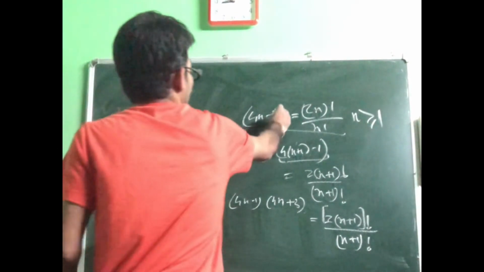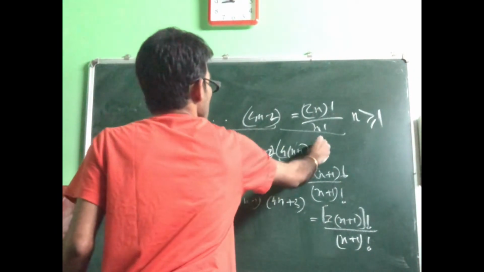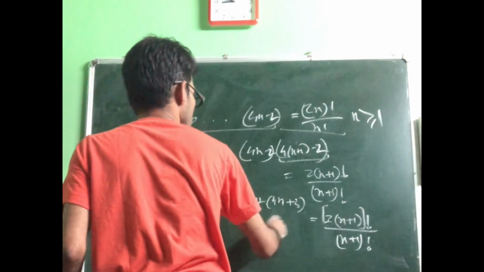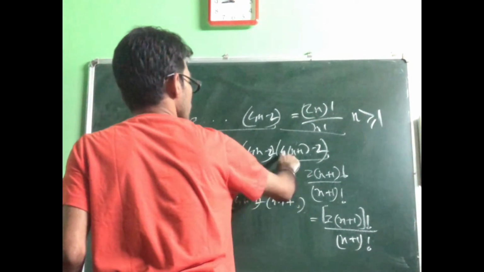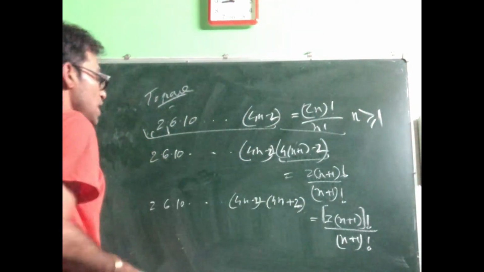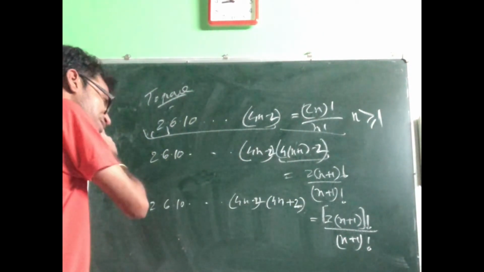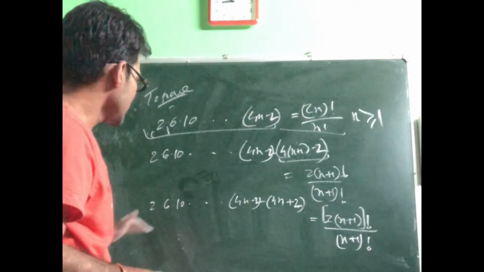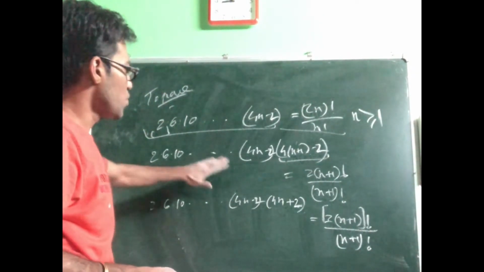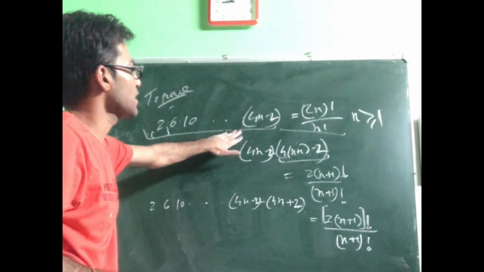Sorry, it's not minus 1, it's 2. So this becomes 4n minus 2, and this becomes 4n plus 4 minus 2, which becomes 4n plus 2. So this is what I am required to prove. And in order for me to prove this, I need to prove this statement using this given fact.